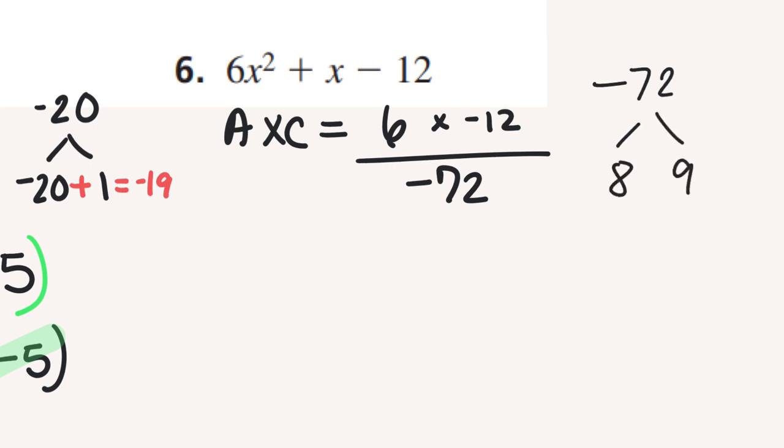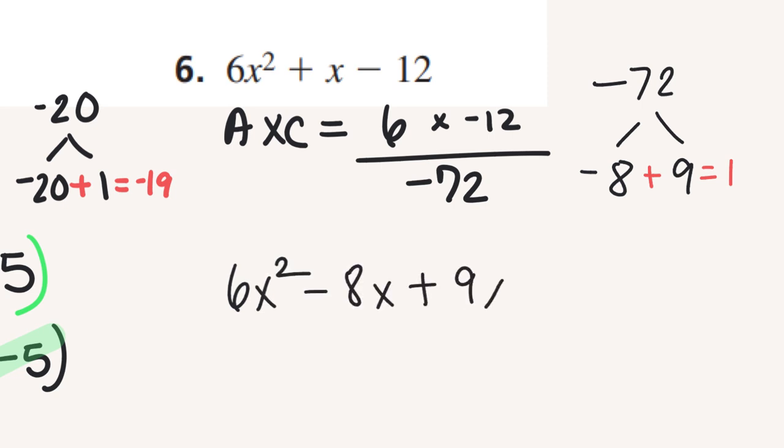But this is a positive 1, right? So my smaller one, my 8, which is the smaller number, is going to be negative. When I add these two together, I get positive 1. If I write my equation, I'm going to have 6x squared minus 8x plus 9x minus 12.